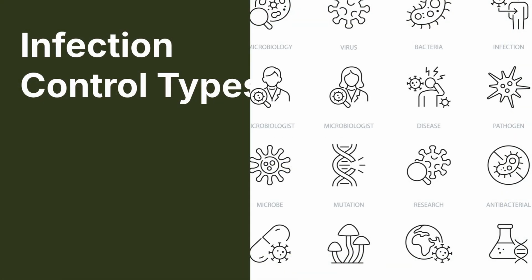Infections differ by pathogen type. Bacterial, viral, fungal, and parasitic infections require different controls. Understanding these differences is crucial for effective treatment. Each type behaves uniquely, influencing control measures. The next scenes explore each infection type in detail.